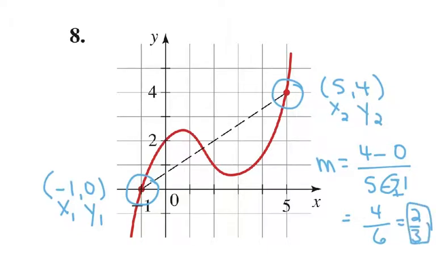And then always ask yourself, does that answer make sense? Notice the dashed black line between them that I've now made blue. That line is going up from left to right. That means that the answer we get should be positive.